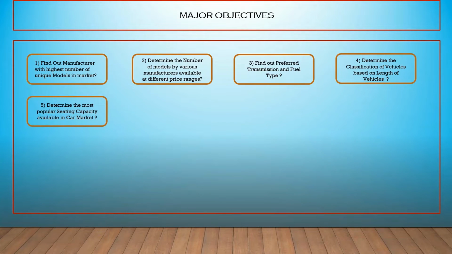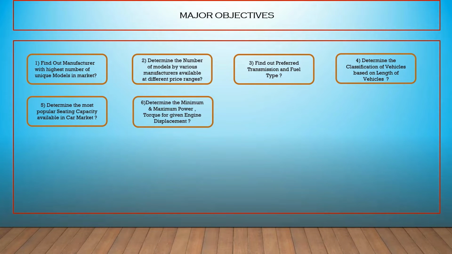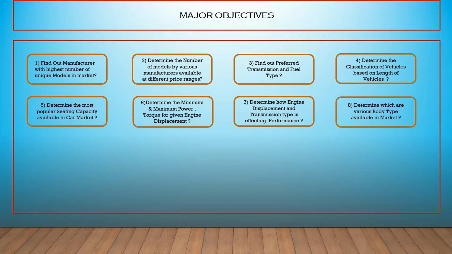Determine the most popular seating capacity available in the car market. Determine the minimum and maximum power torque for a given engine displacement. Determine how engine displacement and transmission type is affecting performance. Determine which are the various body types available in the market.